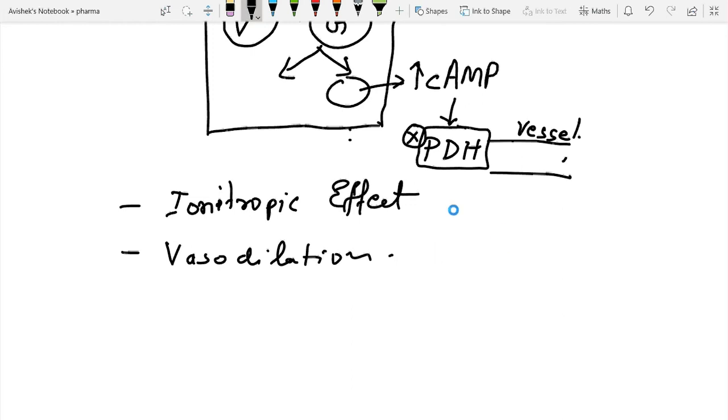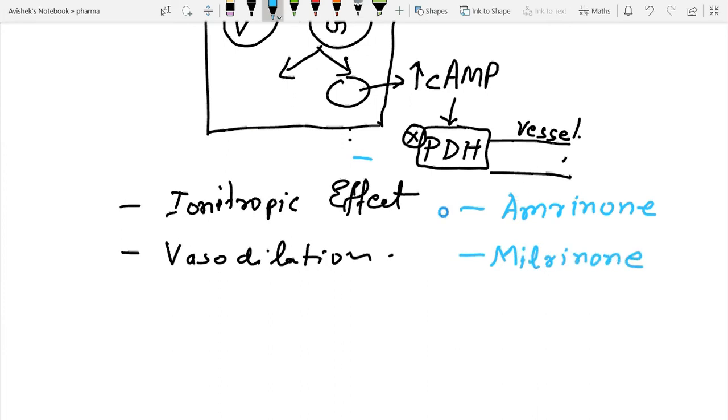There are two drugs. One is amrinone and milrinone. PDE blockers are amrinone and milrinone.